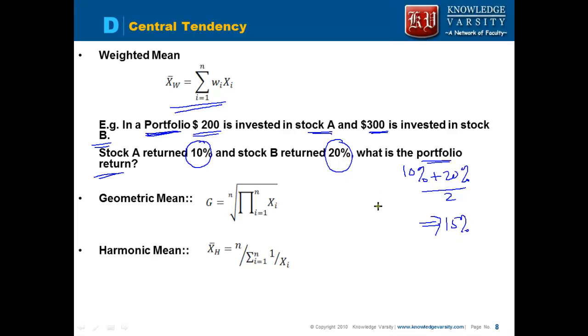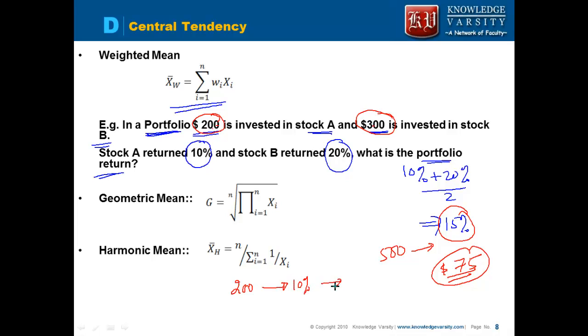See how much your investment was: 200 in A, 300 in B, so 200 plus 300, 500. On 500 you are getting a return of 15%. That means your portfolio is giving you a return of $75 as per the arithmetic mean calculation. But see this, your stock A is giving a return of 10%. That means stock A is giving a $20 return. Stock B is giving you a return of 20%. That means it is giving you a return of $60. So if you combine this, it is actually an $80 return. But your arithmetic mean gives you a $75 return. It means that the arithmetic return computation is wrong.